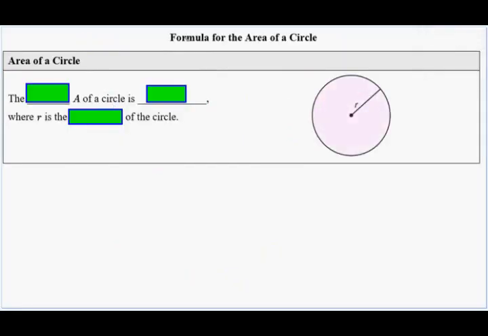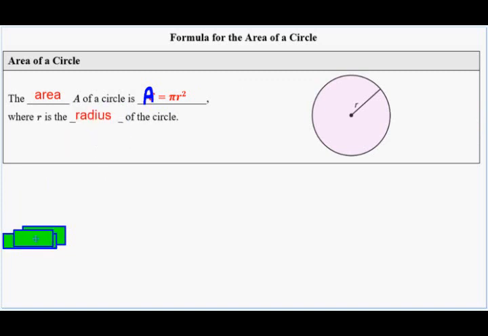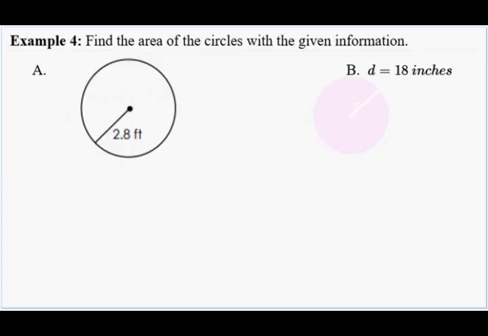Okay, now formula for the area of a circle. The area of a circle is, now this is a little typo, that C there should be an A. Area equals pi times radius squared, where of course r is the radius of the circle. So in example 4 in part A, find the area of the circle with the given info.